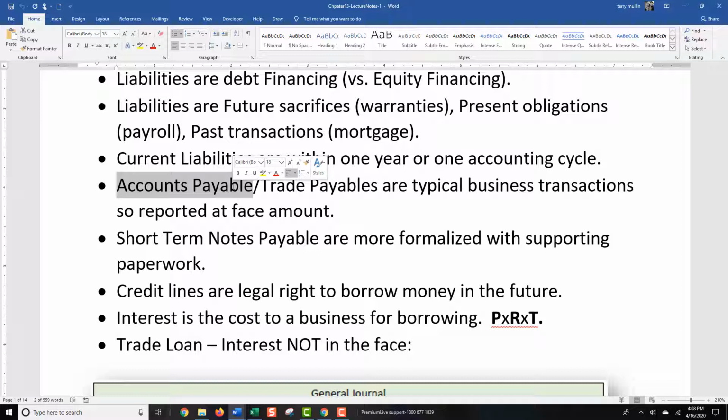When you go into notes payable, the short-term notes payable, then that's more formalized, and you're going to pay them within a year. So short-term means within a year.